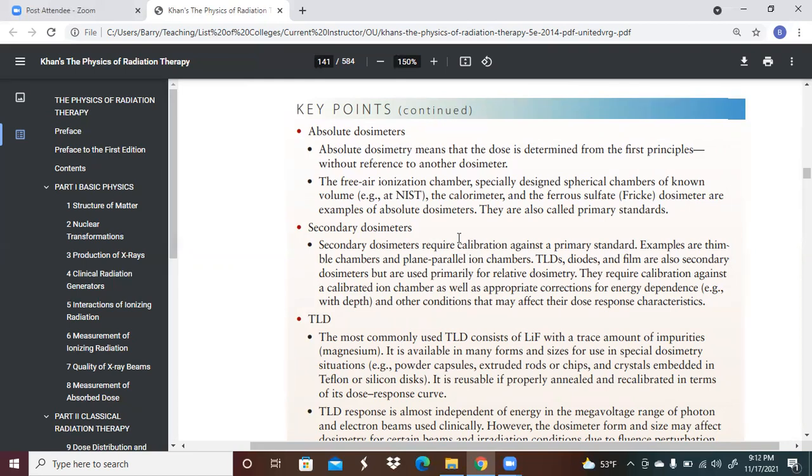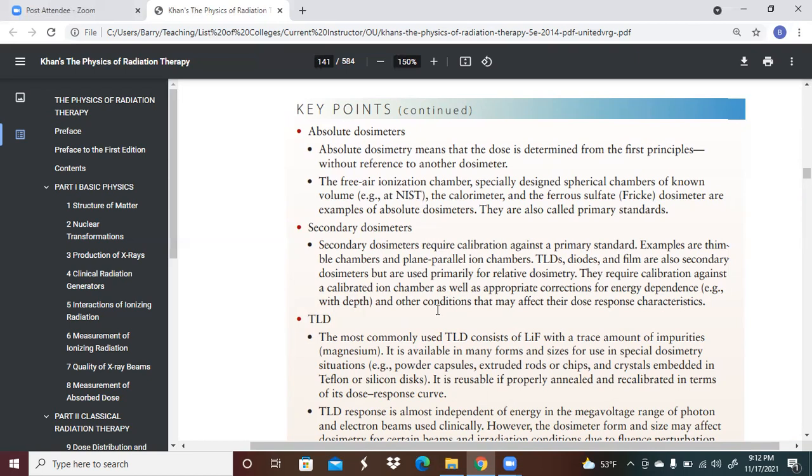We have free air ionization chambers, specifically designed spherical chambers of known volume, like at the National Institute of Standards. We have the calorimeter and ferrous sulfate, or the Fricke dosimeter, and these are all examples of absolute dosimeters. They are also called primary standards. In other words, this is going to be the standard by which you measure something else.